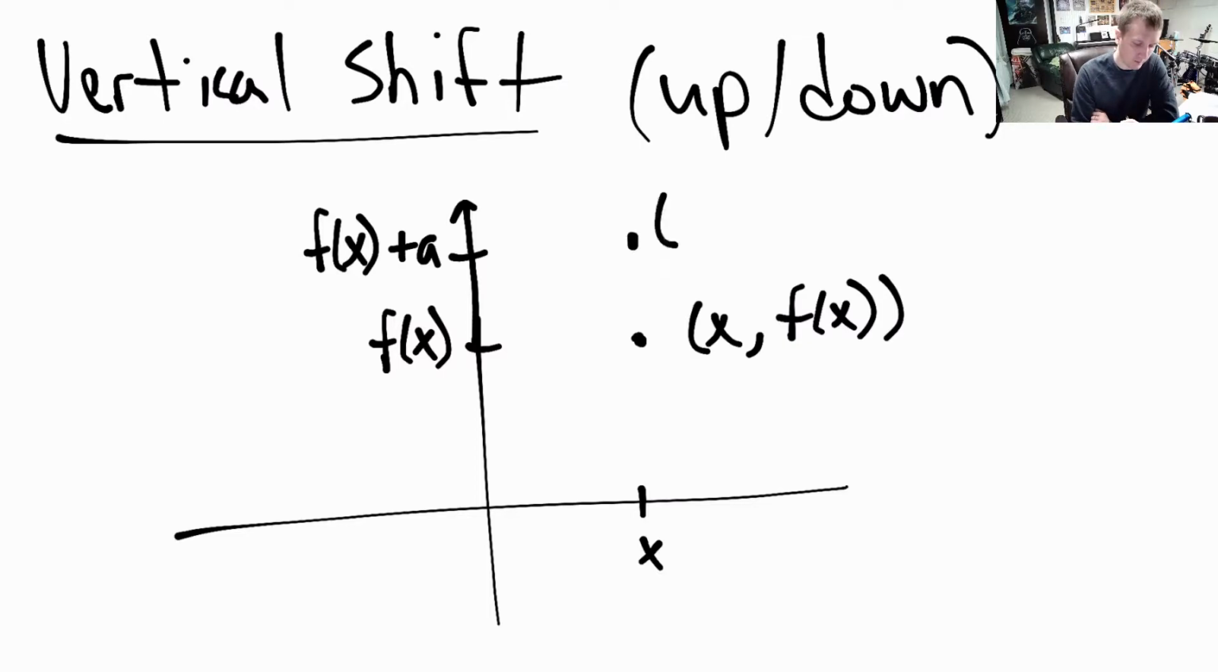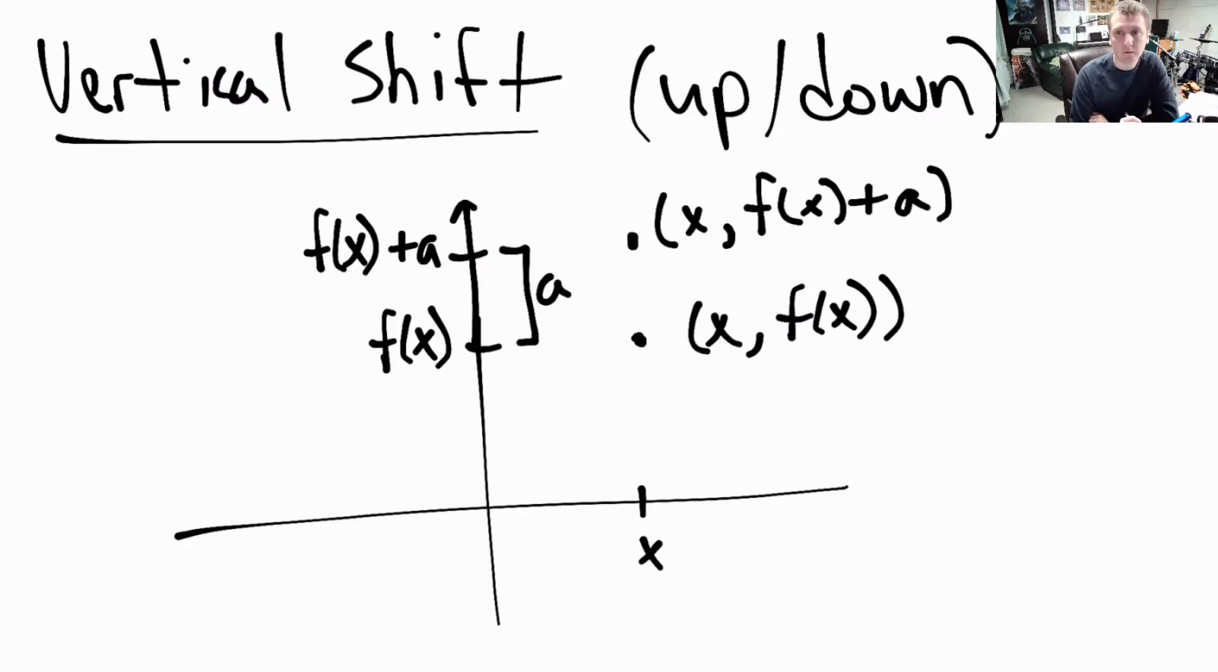So we get this new point at the same input, but now we've got the old output bumped up a little bit. Right? This distance here is the amount that we bumped it up. And this is how you vertically shift any function. You just add or subtract a little bit from the output.